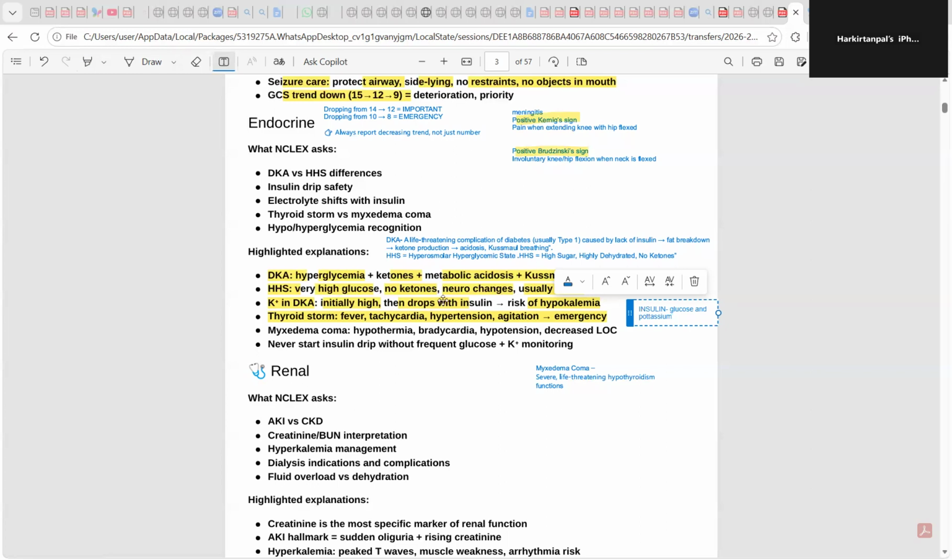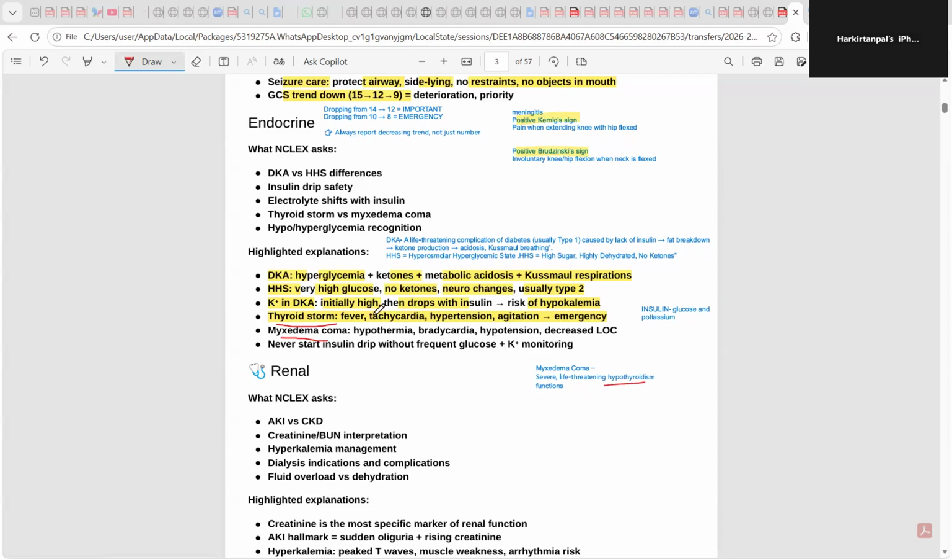Next one, myxedema coma. Myxedema coma is a life-threatening hypothyroidism. Hypothyroidism means decreased production of thyroid hormone. If the hypothyroidism is severe and life-threatening, that condition is called myxedema coma. But if there is hyperthyroidism, severe, that is thyroid storm. See the difference: hyperthyroidism leads to thyroid storm, and hypothyroidism leads to myxedema coma.